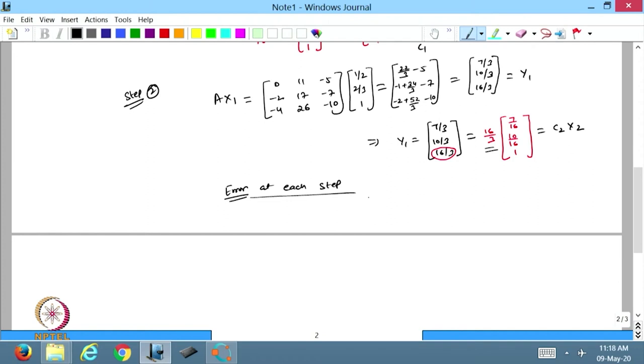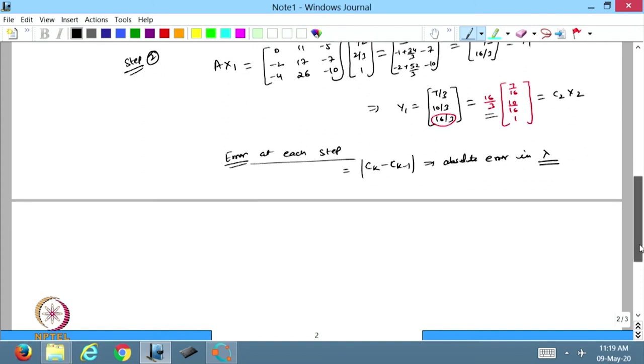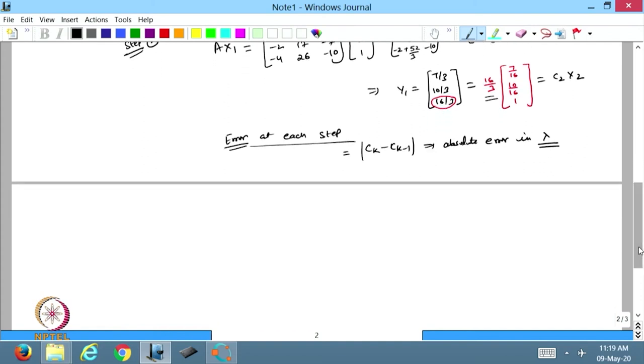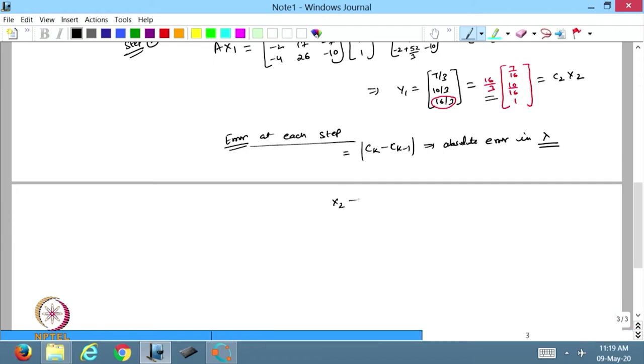One is that I can find my Ck minus Ck minus 1 the magnitude. So, this is the value I am finding. So, like C2 minus C1 I will find out this one. So, that is the absolute error in lambda or c, whatever we are going to find, that is the eigenvalue. So this is the one error I can find, and the other one is the error in the eigenvector. So in the eigenvector I will find x2 minus x1 modulus and then the maxima. So it is an L2 norm I will find out.